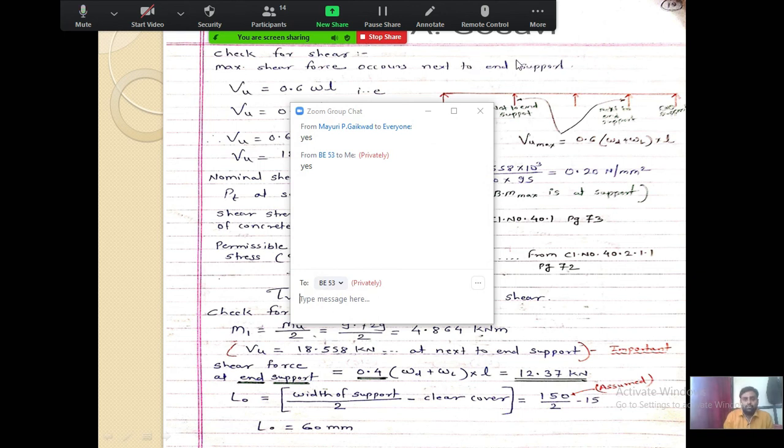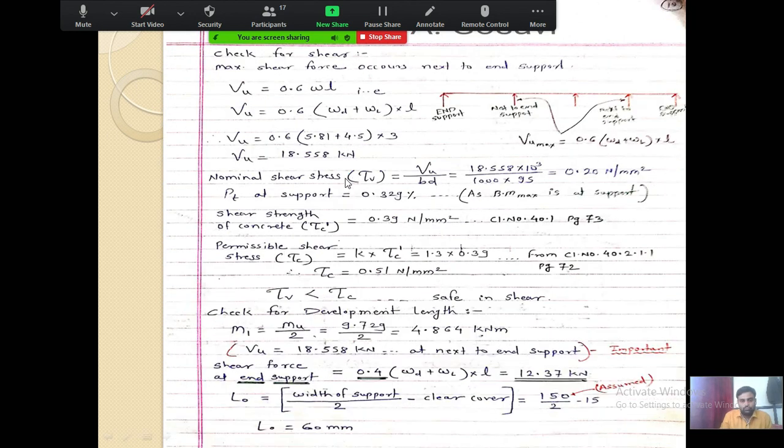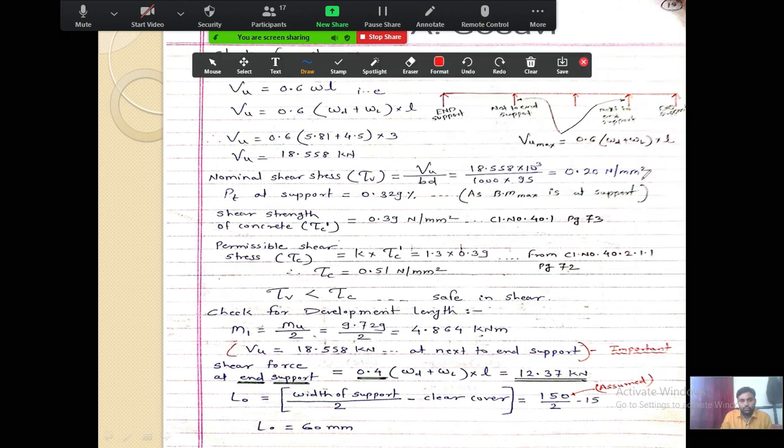So we will move forward now. Here, at this point, this is the development length which we are seeing right now. M1 is equal to Mu by 2. This is the value. Now Vu is equal to what? 18.558 kilonewton at next to the end support. This value is given. But development length is always calculated at the end support.